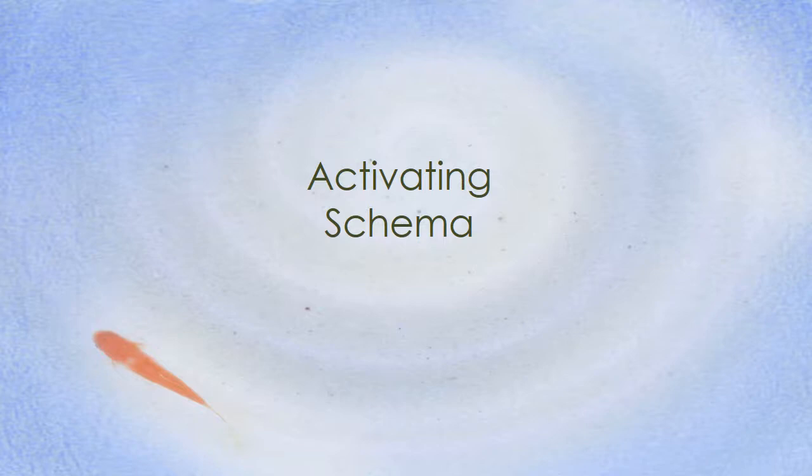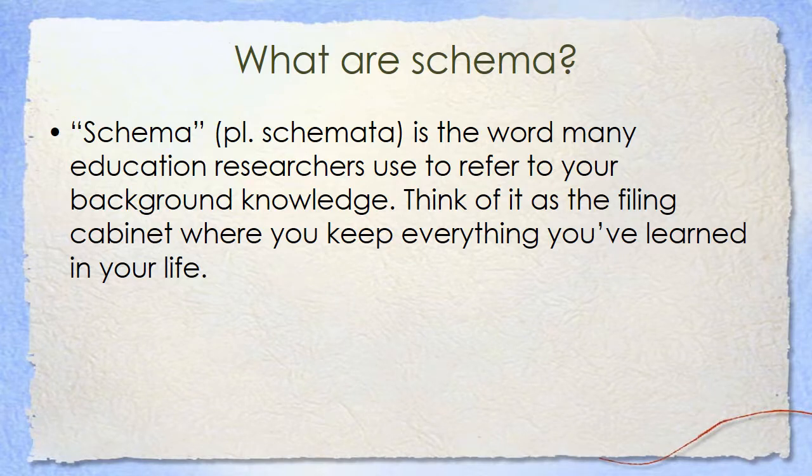One thing that I wanted to fill in as you start your readings about doing critical reading and active reading is the idea of activating schema. Schema is the word that many education researchers and reading teachers use to refer to your background knowledge. So really, when you start reading, you want to get your filing cabinet open where you keep everything you've learned. You want to start thinking about what you already know and how what you're learning fits with that set of knowledge you already have.